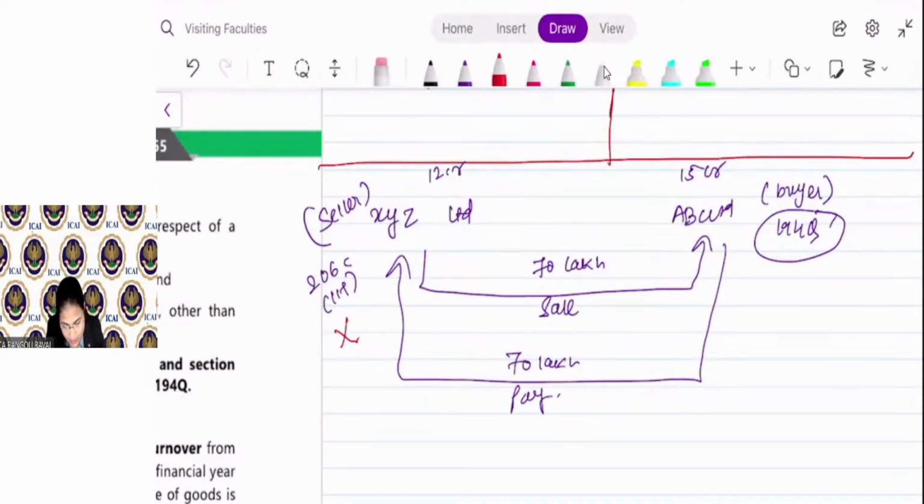If ABC is not liable to deduct TDS, then only the XYZ has to collect TCS. That is the only one case, that is the applicability of TCS and not the TDS. If, see, 194Q is not applicable, then there is no question of double taxation. The question arises only when both sections are applicable.